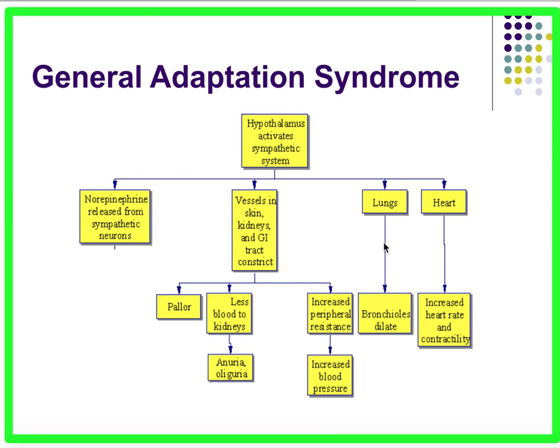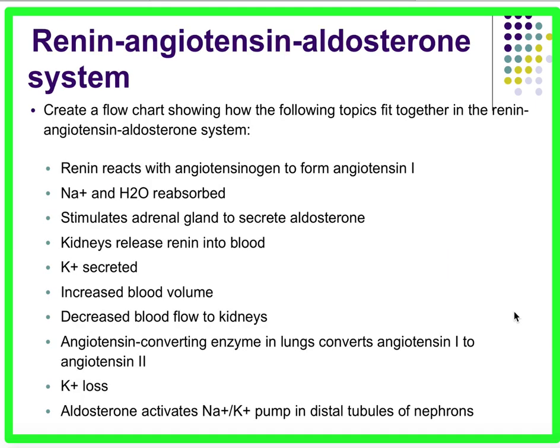The sympathetic will also affect the lungs. It'll cause bronchodilation, and then it'll affect the heart. It'll increase heart rate and contractility. So it shows you the response in the body in one big figure here. And then I have a flow chart that I'd like you to fill out.